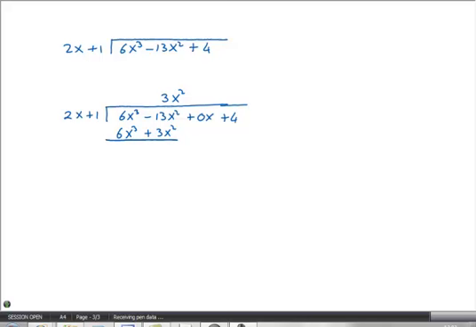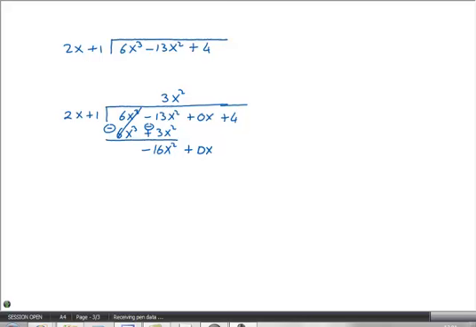Don't forget to draw the line, change the signs. They'll cancel off for me. On your calculator or otherwise, minus 13x squared minus 3x squared is minus 16x squared. Make sure you don't make mistakes with the signs. Plus 0x, bring it down.